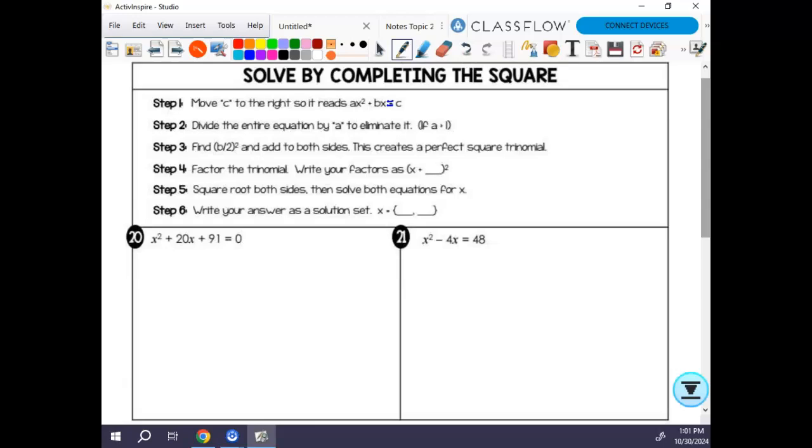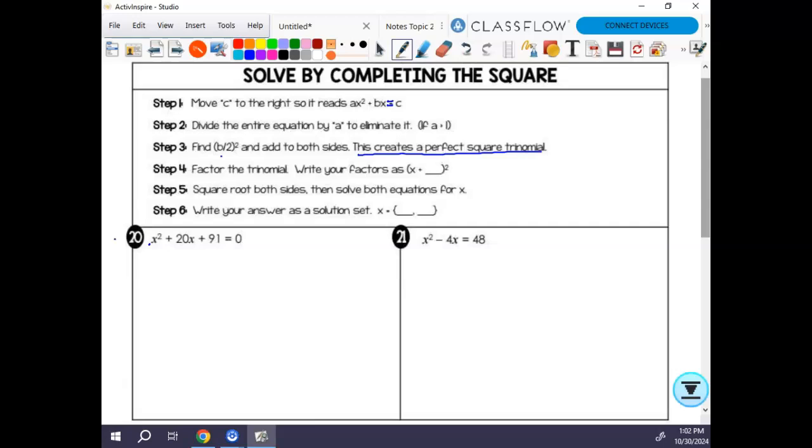But basically what we're saying is we're going to have the two x terms on one side, we move c to the other side. Then we divide the entire equation by a, whatever your leading coefficient is, to eliminate it, of course, if a is greater than 1. Then we find b over 2 squared, right? And I'll remind you of what that means when we get down here, and we add it to both sides. This creates a perfect square trinomial, which is one of our shortcuts for factoring if you recognize it. Most of the time, people don't recognize it, so you just end up factoring, and it's not that big of a deal. But basically, we're creating one so that we have something that we can solve.